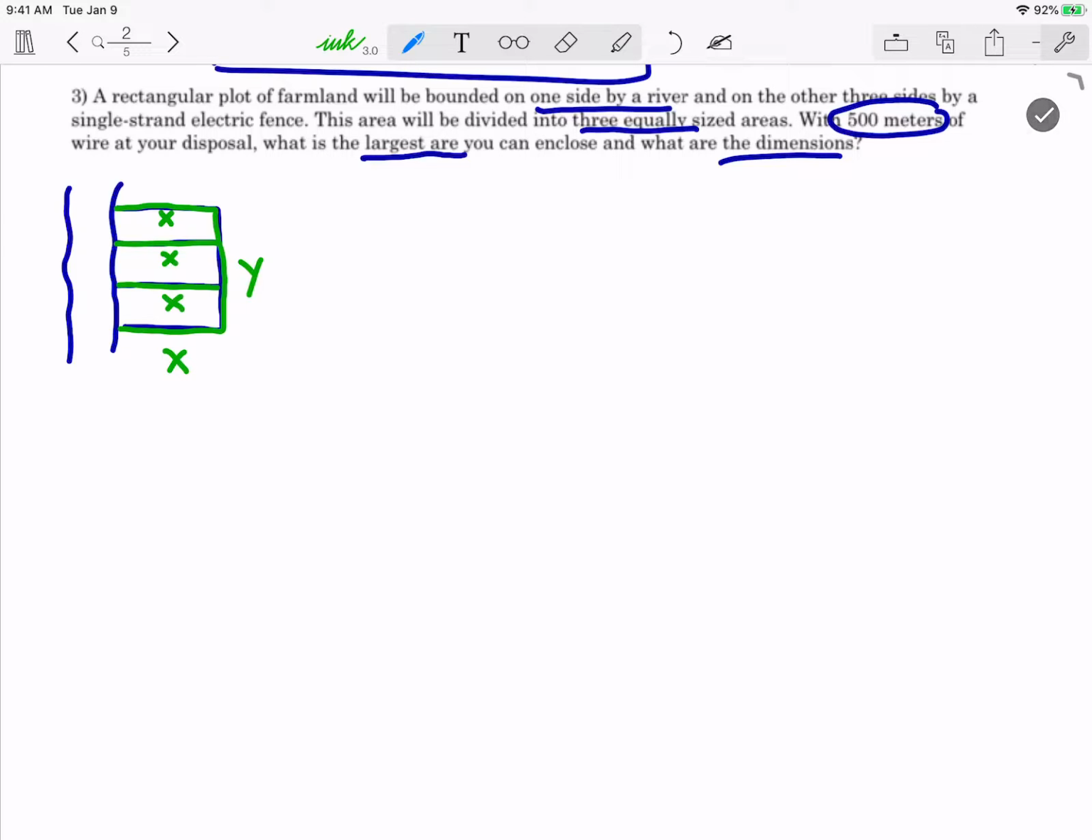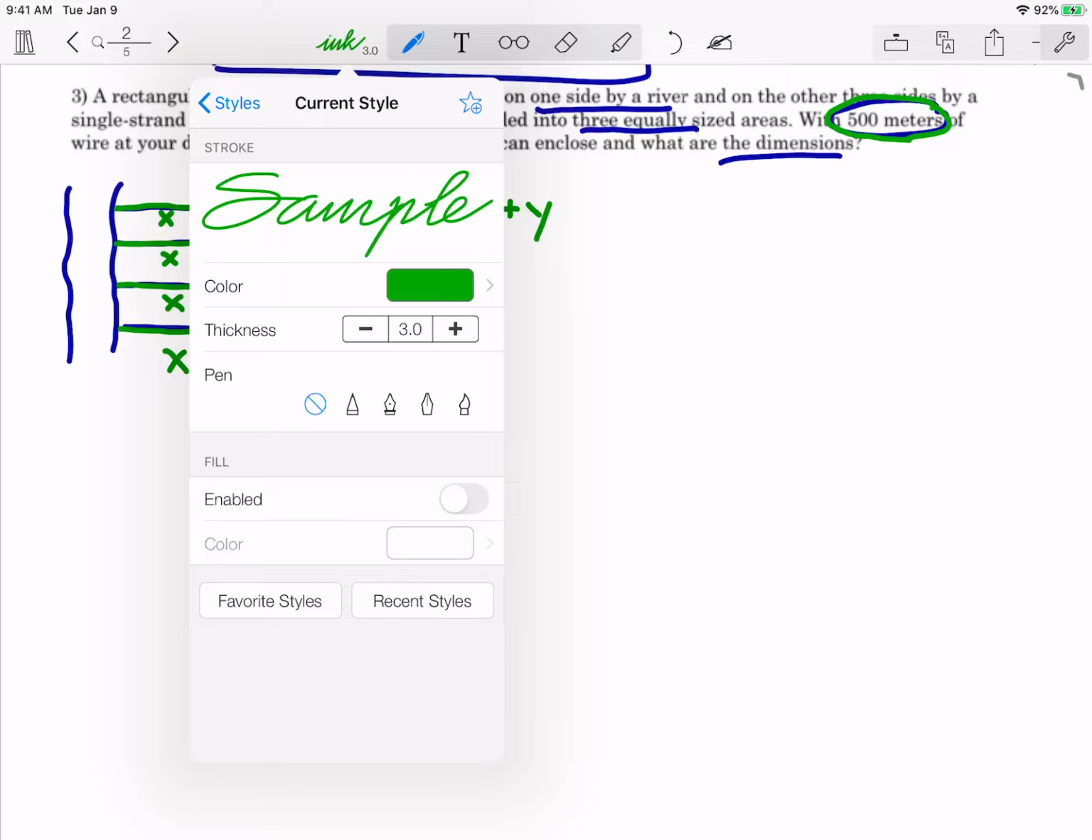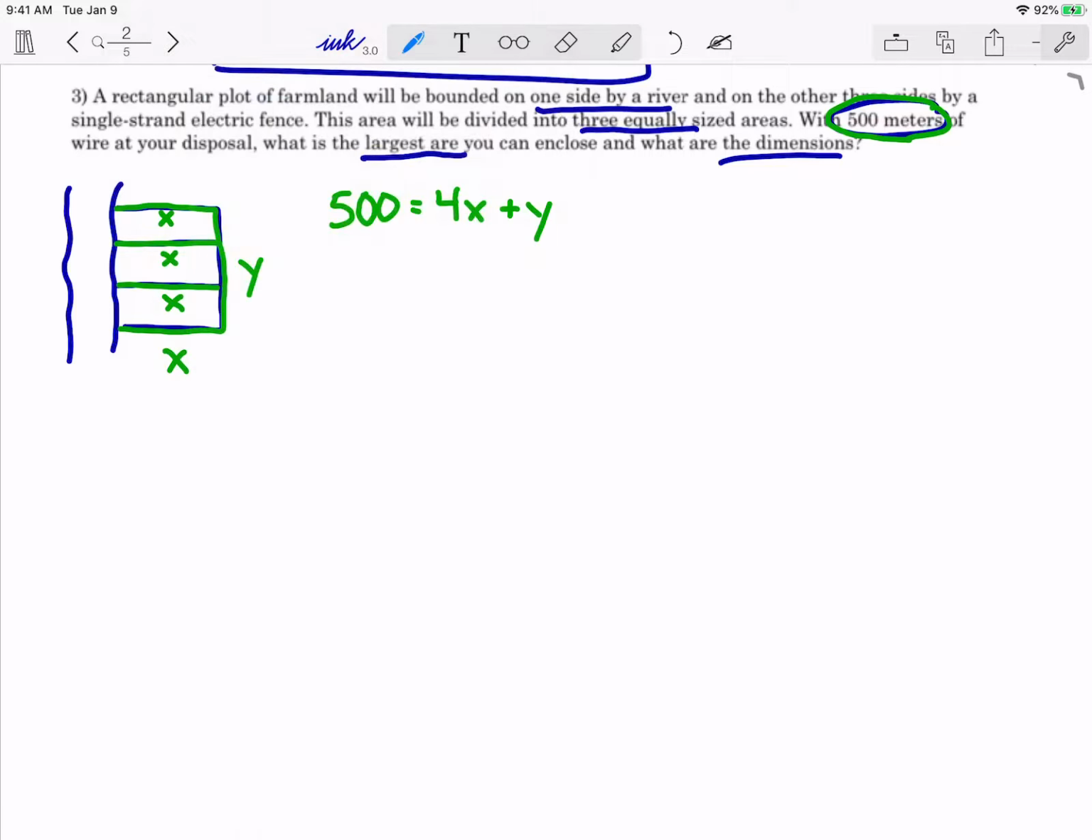So when I'm computing my perimeter, which is ultimately how I'm going to use this 500 meters, 500 is going to have to equal the 4 x's and the y, the sum of those. So this is my constraint. I'm ultimately going to solve this for either x or y. The thing that I want to maximize is the area.